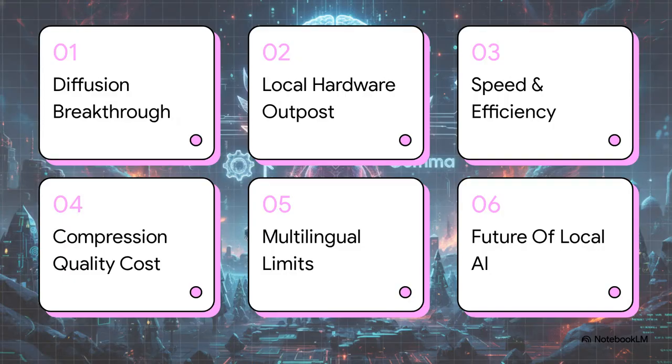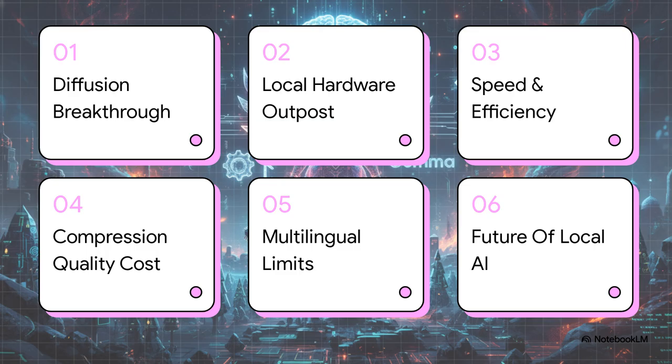Let us quickly outline our agenda for this inspiring journey. First, the diffusion text breakthrough. Second, the local hardware outpost. Third, speed and efficiency tests. Fourth, the compression quality cost. Fifth, multilingual and vision limits. And finally, the future of local AI.